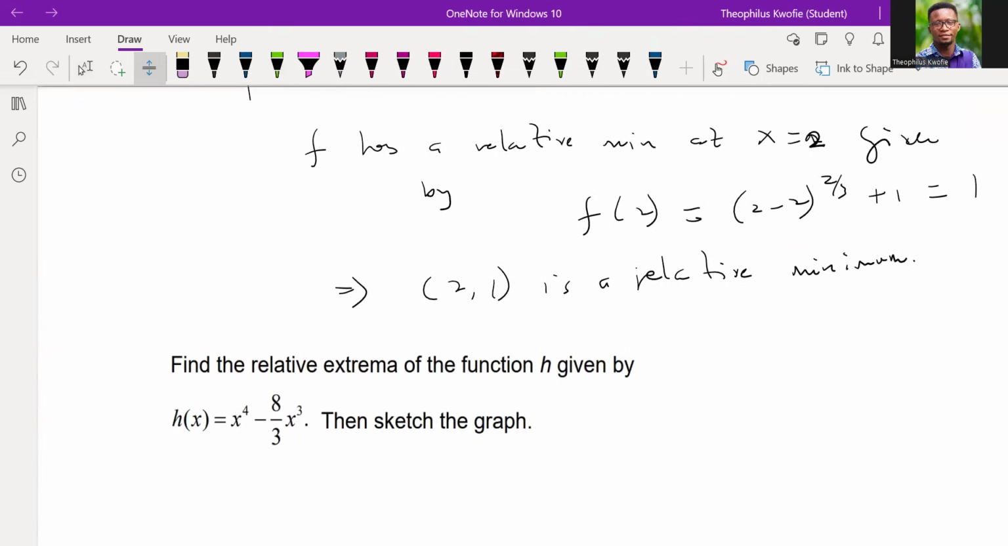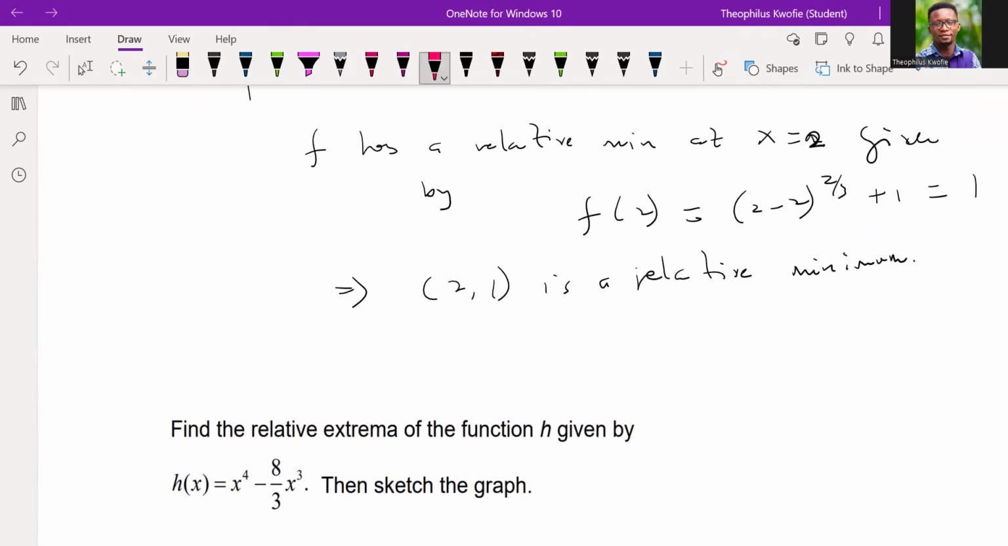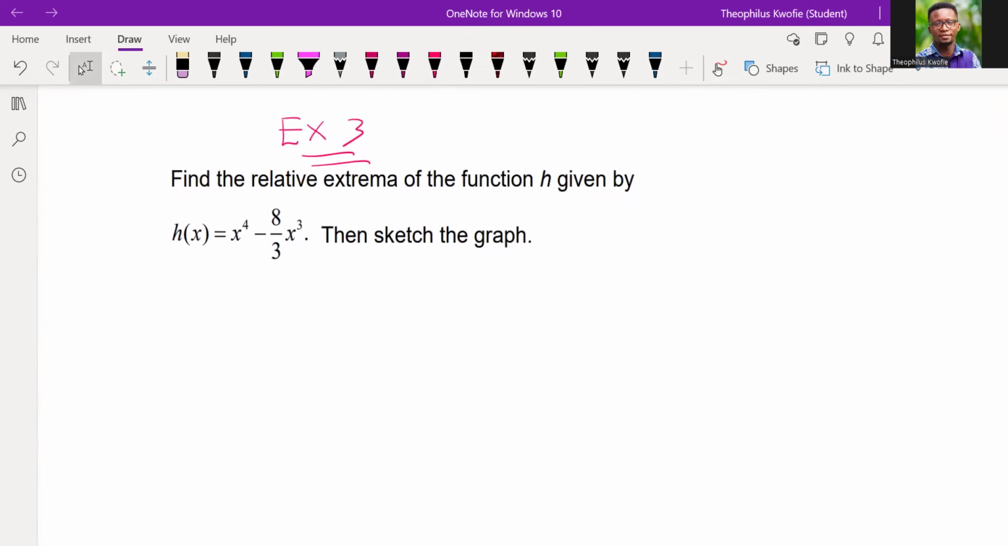So let's look at another last example, then we'll say goodbye to this and look at other interesting stuff. Now, example 3: I would want us to find the relative extrema of the function h given by this.